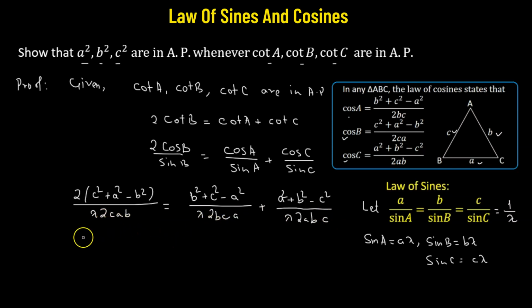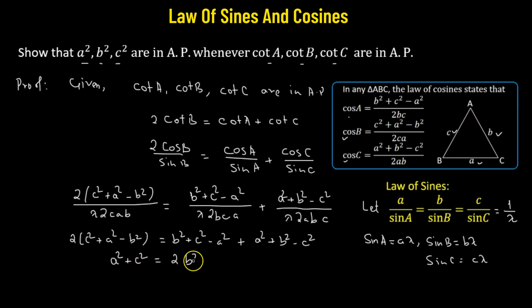We can factor that out, and we are now left with 2 multiplied by c squared plus a squared minus b squared, which equals b squared plus c squared minus a squared plus a squared plus b squared minus c squared. When we solve this, we get that a squared plus c squared equals 2 times b squared. And whenever this criterion is met, we can say that a squared, b squared, and c squared, these three terms, are in arithmetic progression. Hence proved.